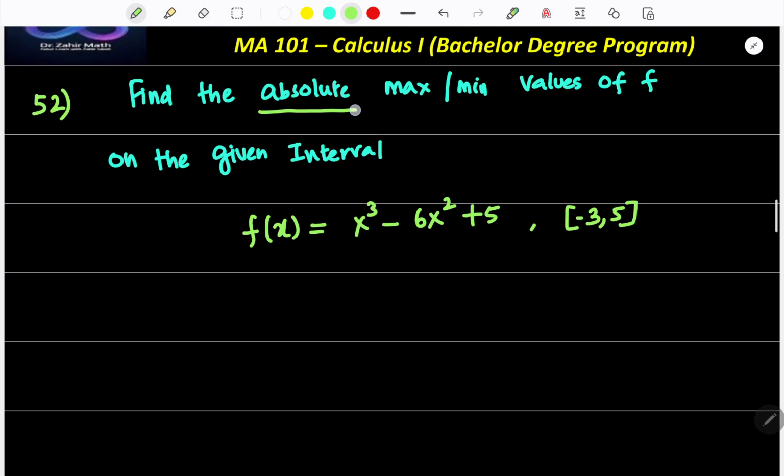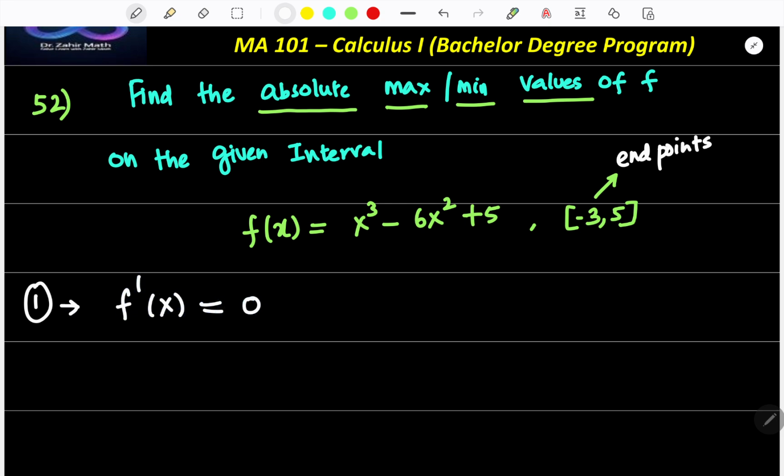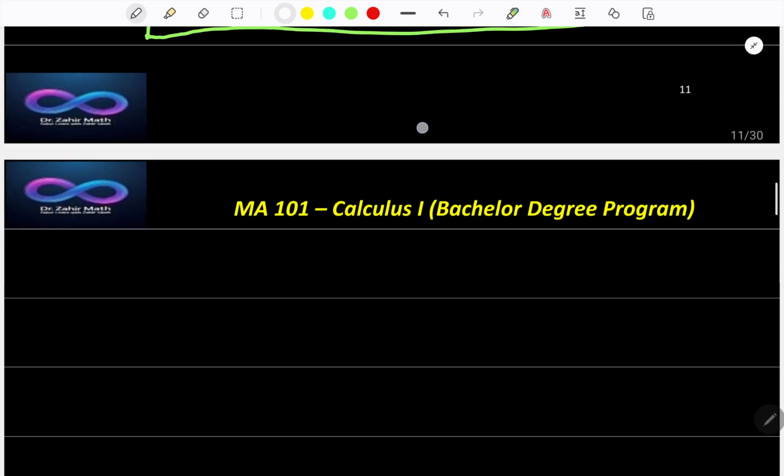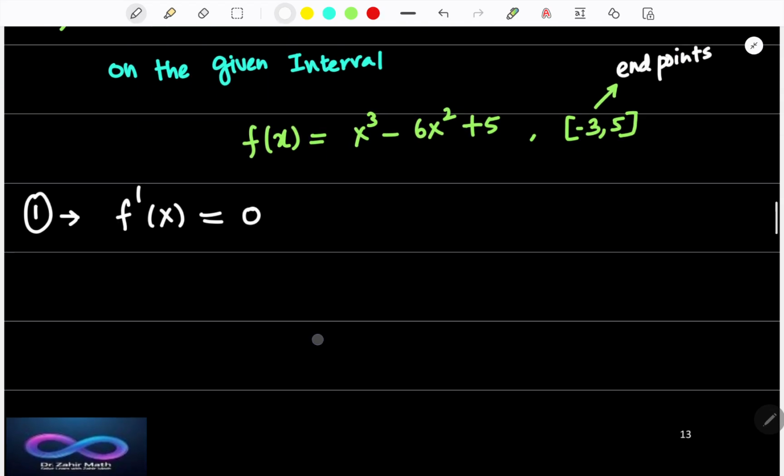Find the absolute maximum and minimum values of the function in the given interval. This is called your end points. Right. Now what is step number 1? Step number 1 is f dash of x equal to 0.